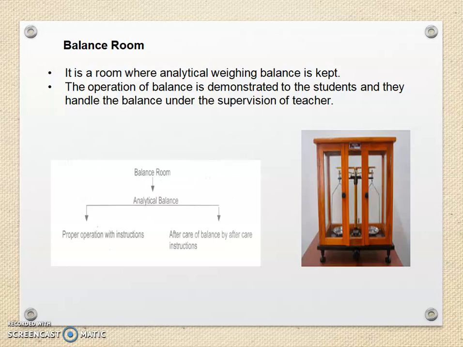Balance room. It is a room where the analytical weighing balance is kept. The operation of the balance is demonstrated to the students, and they handle the balance under the supervision of the teacher. This is the diagram showing the analytical balance. Balance room, analytical room, and analytical balance. Proper operation instructions are given by the teacher to the student, and care for the balance by aftercare instructions.